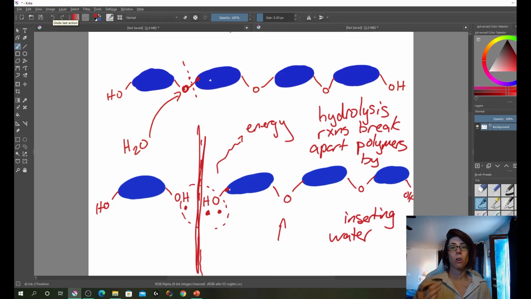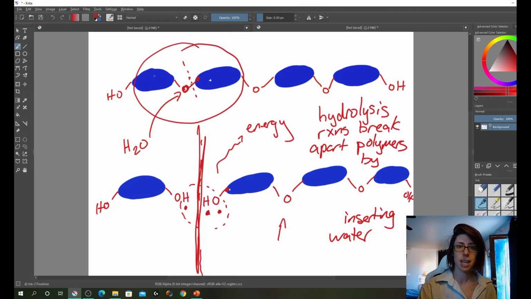Hydrolysis reactions also require an enzyme to catalyze this reaction, those little molecular machines. There needs to be an enzyme that can bind there and also bind to water and like stuff water in there to force a reaction to happen between them. Otherwise, this hydrolysis reaction just won't happen fast enough to be useful for biological organisms without the use of an enzyme.